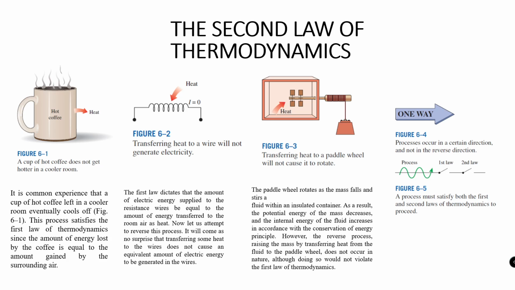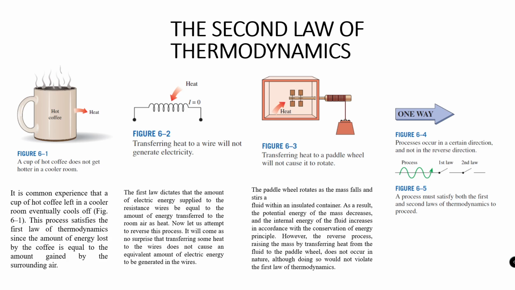It is common experience that a cup of hot coffee left in a cool room eventually cools off. This process satisfies the first law of thermodynamics, since the amount of energy lost by the coffee is equal to the amount gained by the surrounding air. The first law dictates that the amount of electric energy supplied to the resistance wires be equal to the amount of energy transferred to the room air as heat. Now let us attempt to reverse this process. It will come as no surprise that transferring some heat to the wires does not cause an equivalent amount of electric energy to be generated in the wires.